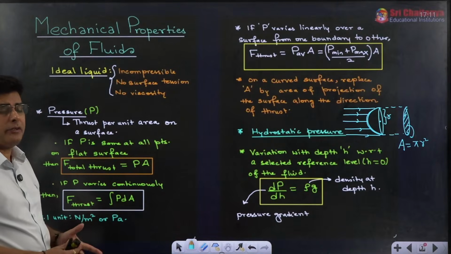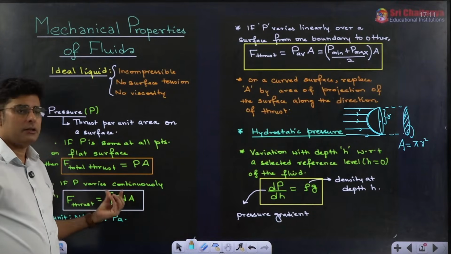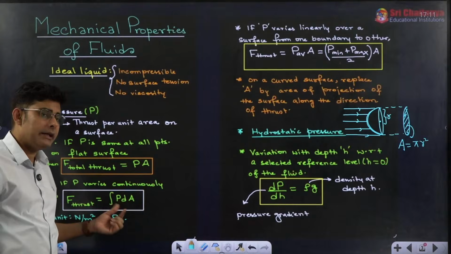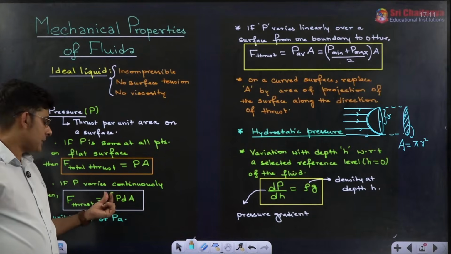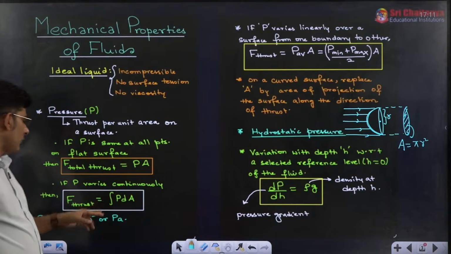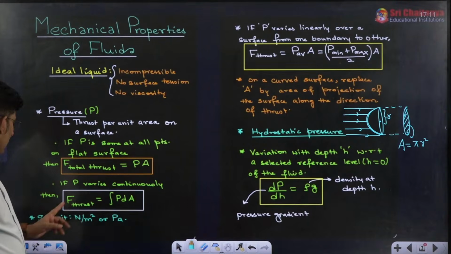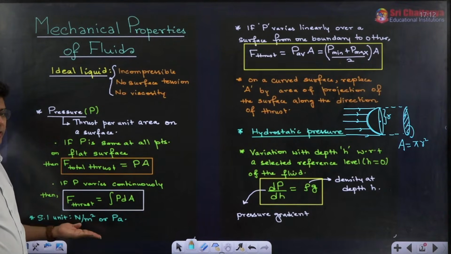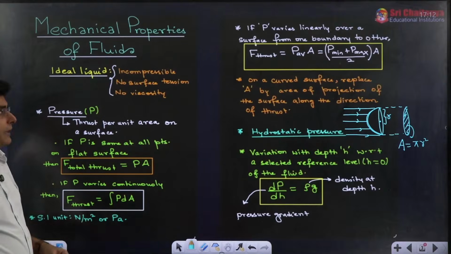So here next thing is that if pressure is found to vary continuously over the surface, then in that case we take a small elementary area dA. At a particular point where the pressure P is known to us, we will integrate P with respect to A. Now here the SI unit of pressure, you very well know, is Newton per meter square or Pascal.